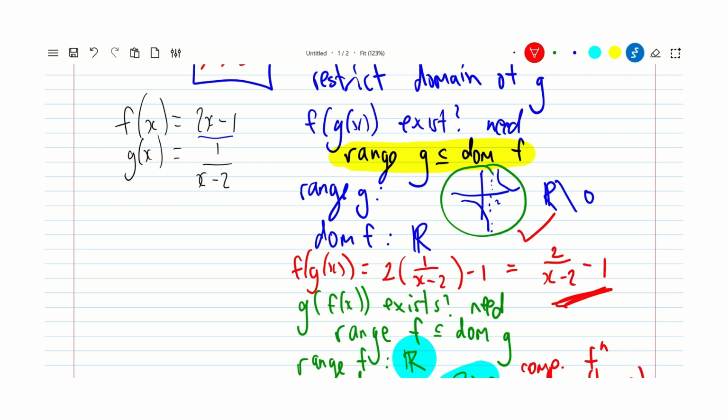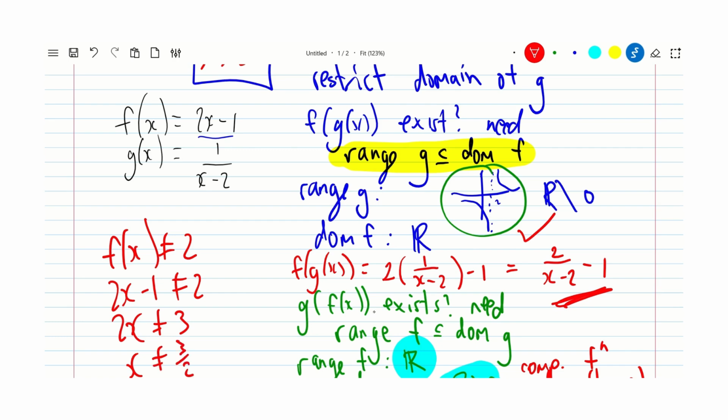And so that's how it works. We need to test that. This isn't part of what the question asked, but if we wanted to go back and force it to work, we would say we want the range of f to not include 2. If the range of f can't include 2, that means f of x is not equal to 2. So 2x minus 1 can't be equal to 2, and then 2x can't be equal to 3. x cannot be equal to 3 over 2. So if we restricted the domain of f to be all real values except 3 over 2, then the composite function would work.